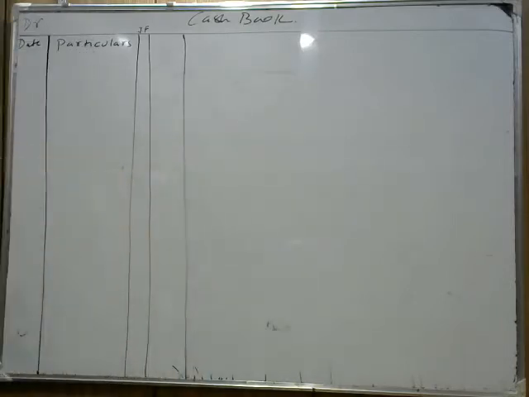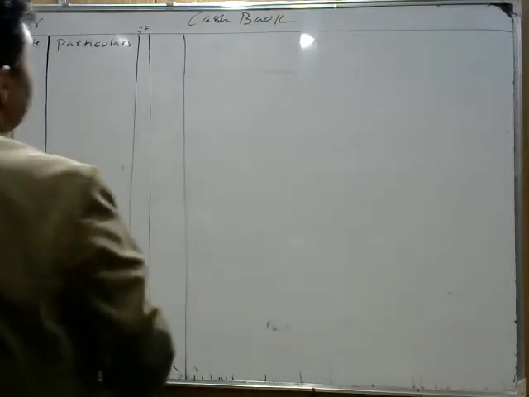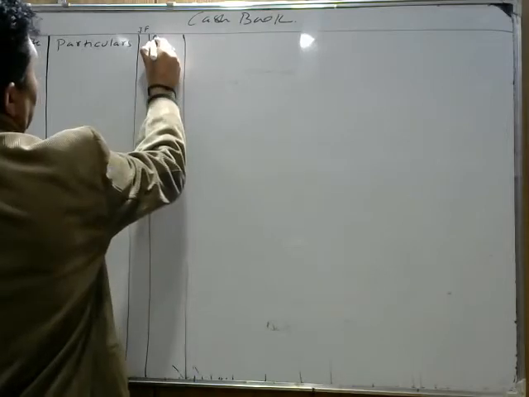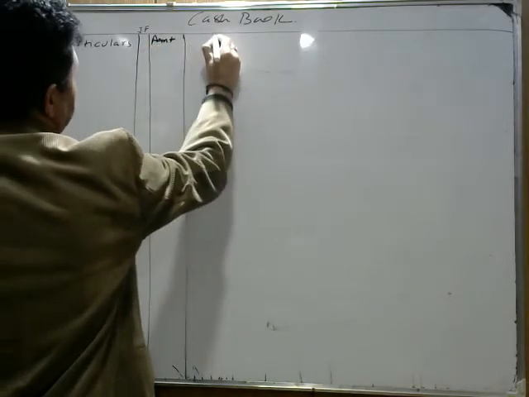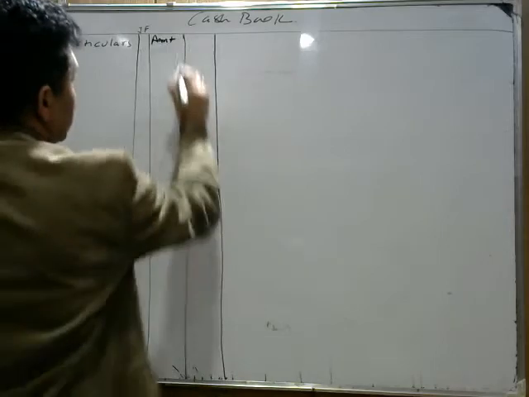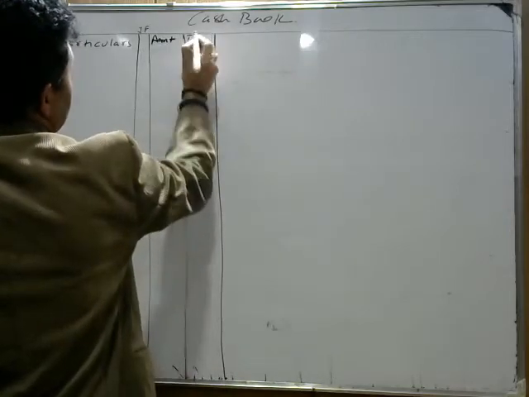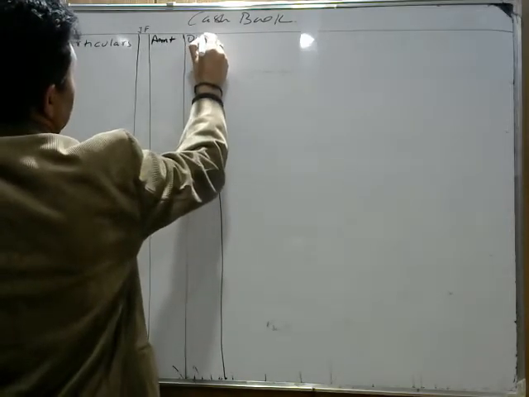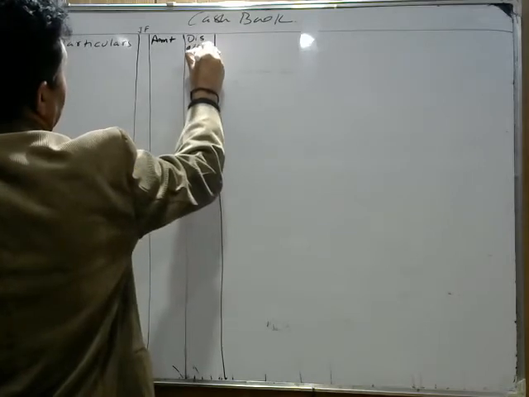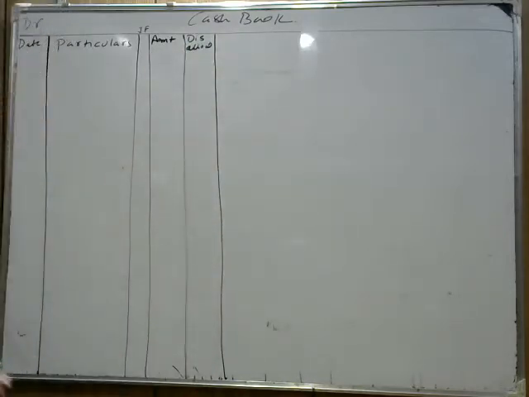Okay, here we write amount, the amount which we are receiving. Here write discount. So simply we say discount allowed. Simply write discount allowed, how much discount you are giving.